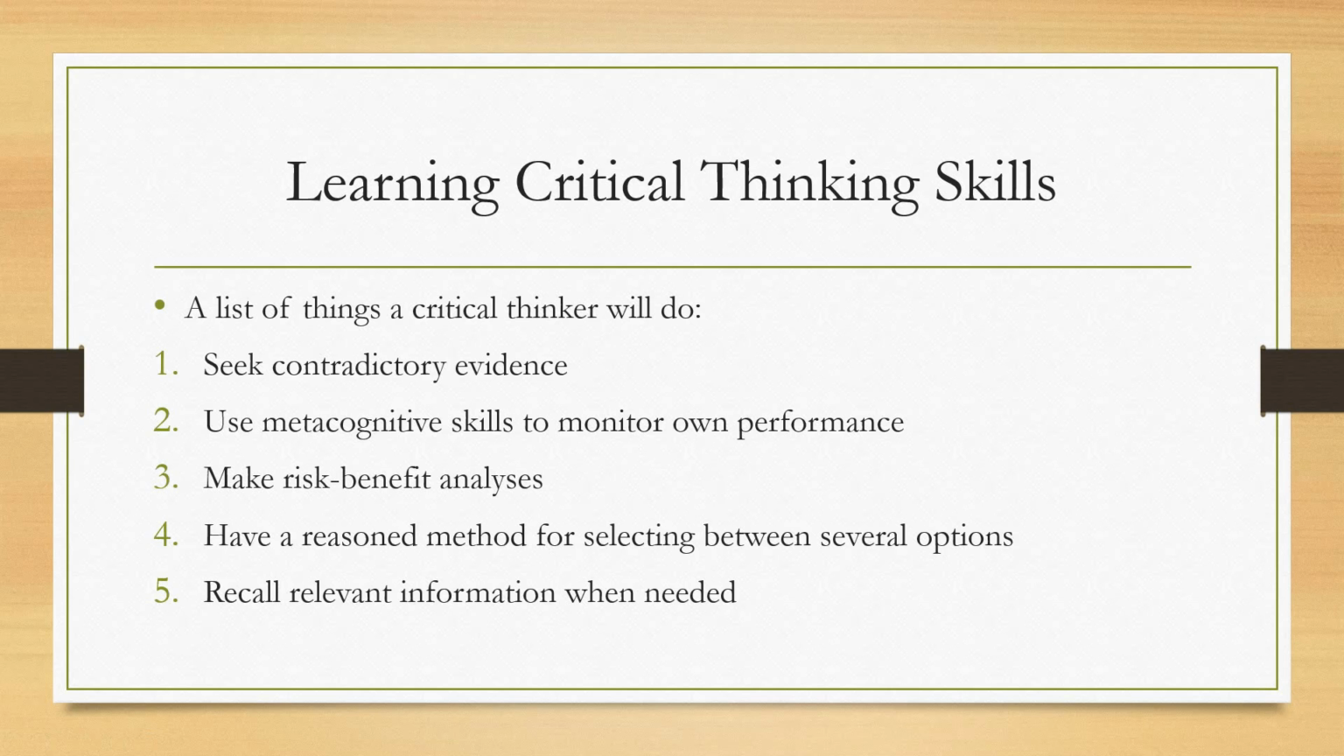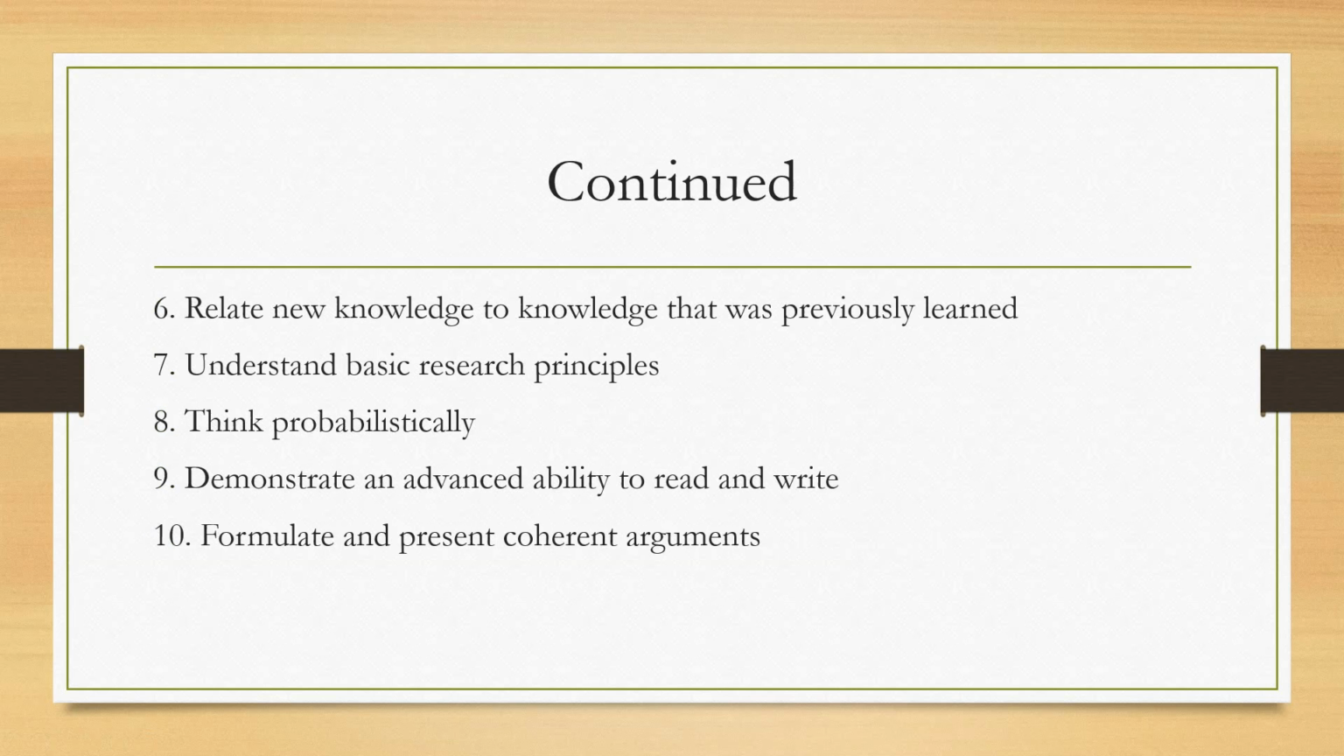Number five, this is a cognitive skill, so recalling relevant information when needed. Really, what we're saying is, are we retrieving information from memory correctly or when it is needed? Okay, very simple. Number six, are we relating new knowledge to previous knowledge? So I'm going to go off on a slight rant here, because I believe that this skill is incredibly important, but more critically, it's one skill that I don't think is well thought or taught in our education system. So the skill says, relate new knowledge to knowledge that was previously learned.